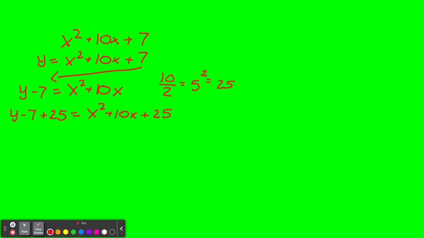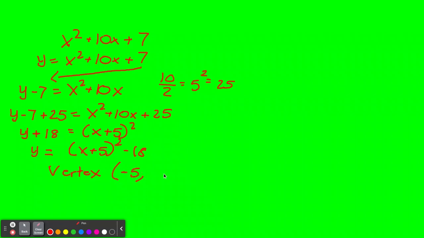So what two numbers give us the c term of 25 and give us the sum of the b term? Well, it's 5, right? So let's clean this up here. So we're going to have y plus 18, because negative 7 plus 25 is 18. It's going to equal x plus 5 squared. So we're almost there, almost at the vertex. Get rid of that 18. Y equals x plus 5 squared minus 18. So now we know the vertex. Notice that the a, again, has nothing there, so it's just a 1. So the vertex will be the opposite of plus 5, which is minus 5, minus 18.